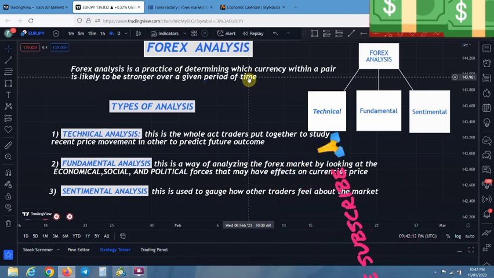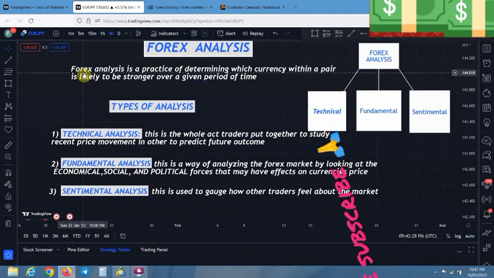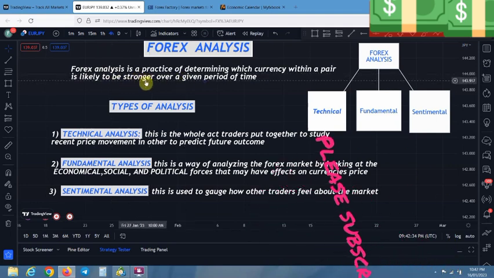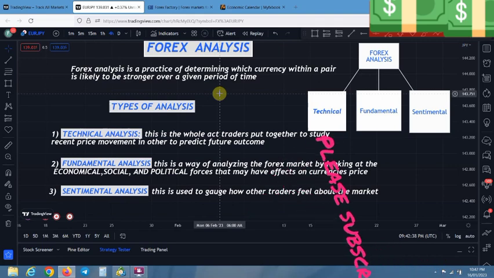Okay, so for you to analyze fully well which one is going to be stronger over a period of time, like which one is going to have more value over a period of time, is what we call forex analysis, right? So it means that you are analyzing the market. When I say analyzing the market, you're putting facts together to tell you which currency will be stronger over a given period of time. So yeah, that is that for the forex analysis definition.